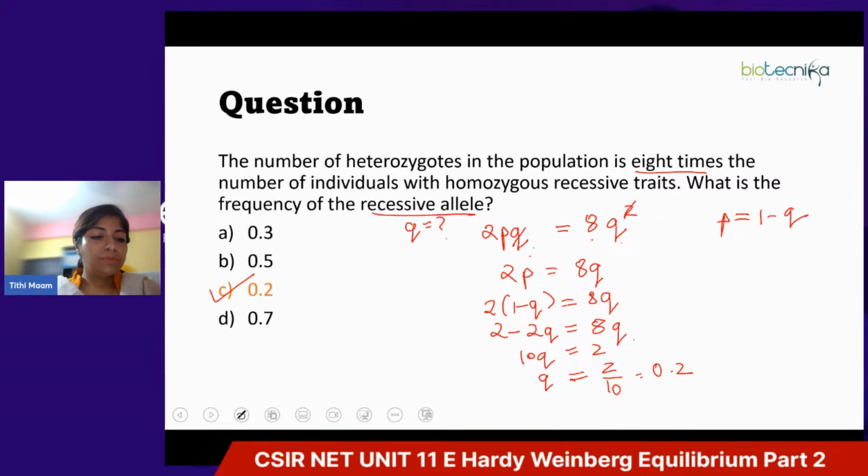Okay. Understood, everyone? So this relationship can be anything, 8 times, 10 times, half. This is the way you have to solve it. First you write down the equation, whatever you have to calculate. Whether it is p or q, write down the entire equation in that variable only. And then solve it.